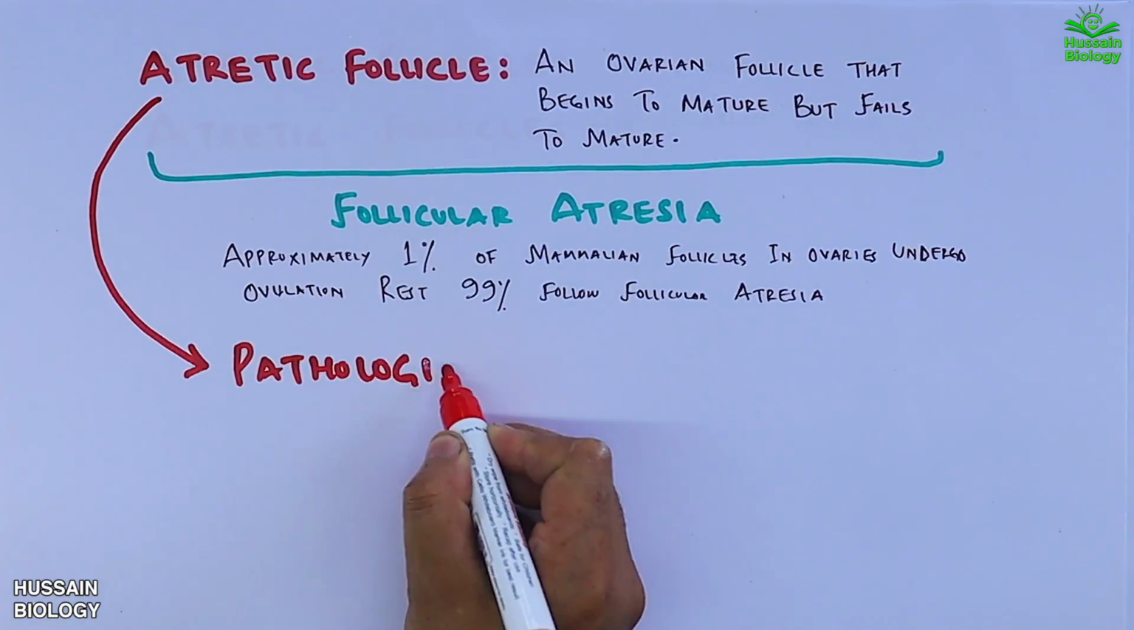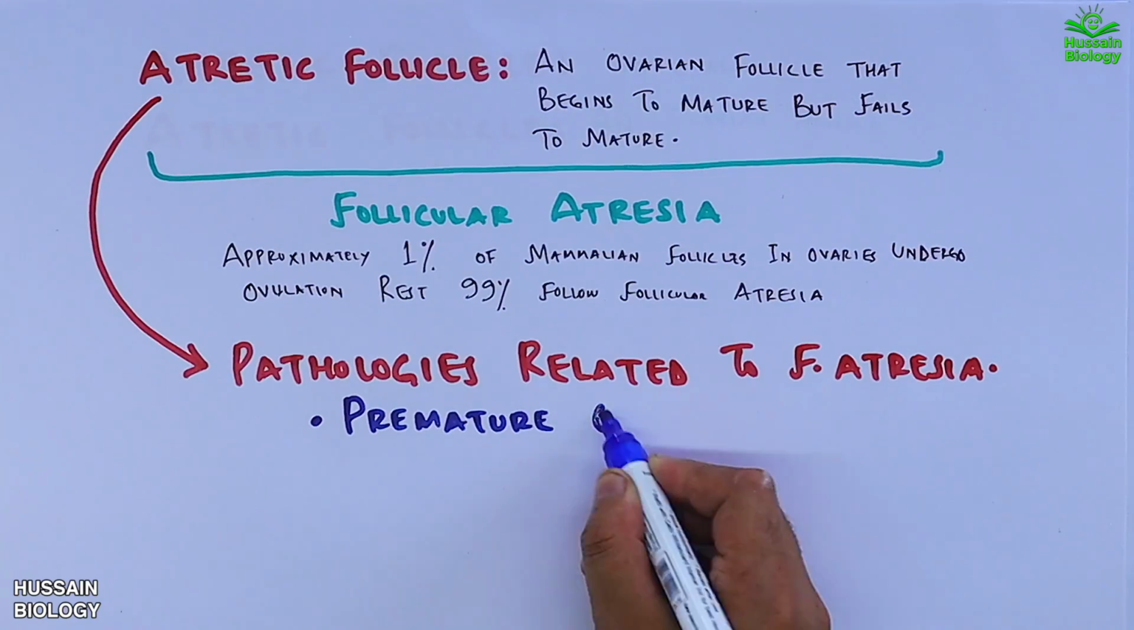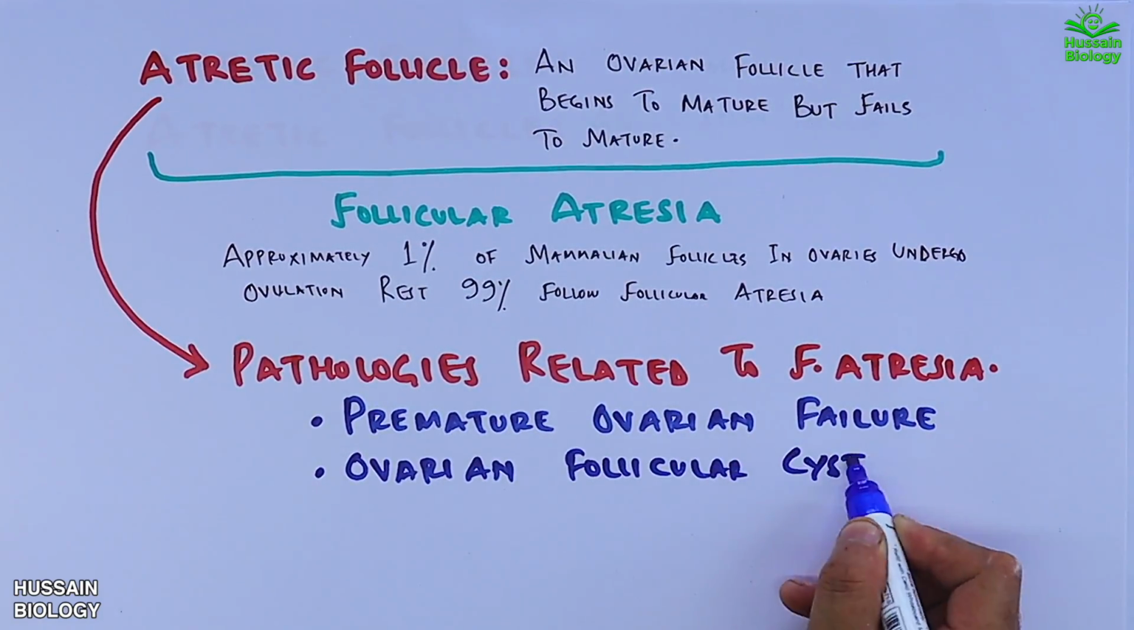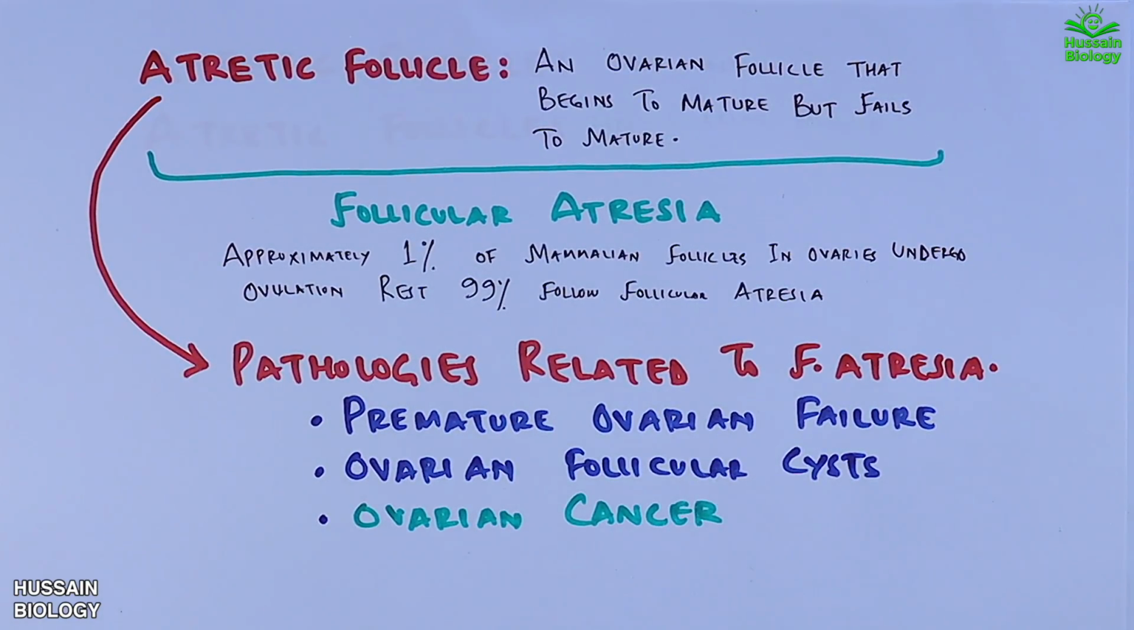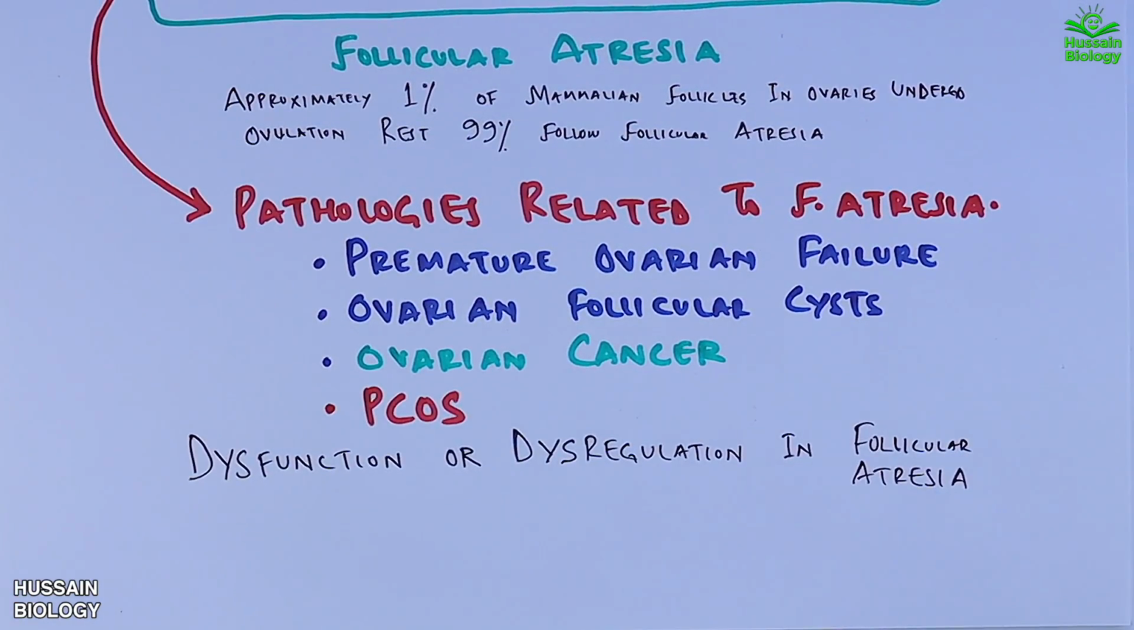Now let's see the pathologies related to follicular atresia. We have premature ovarian failure, ovarian follicular cysts, ovarian cancer, and PCOS. We see that dysfunction or dysregulation in follicular atresia leads to these pathologies. So this is the functional anatomy of the ovary and the changes during the ovarian cycle.